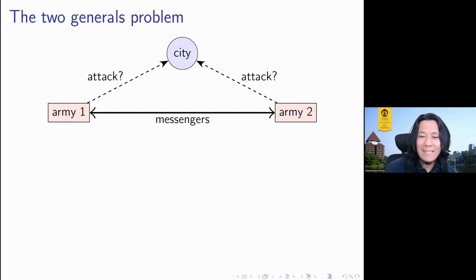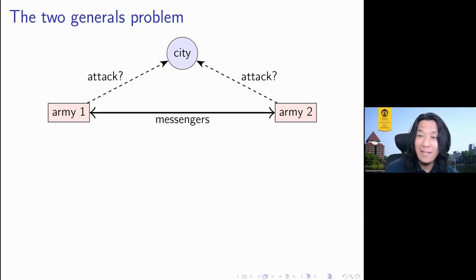Okay, this problem is still related to how two nodes communicate with each other, as in the previous slides. Let's assume that there are two different armies from the same side, of course. They want to attack a city from different angles. Probably one army will attack from the south, and one will attack from the north.